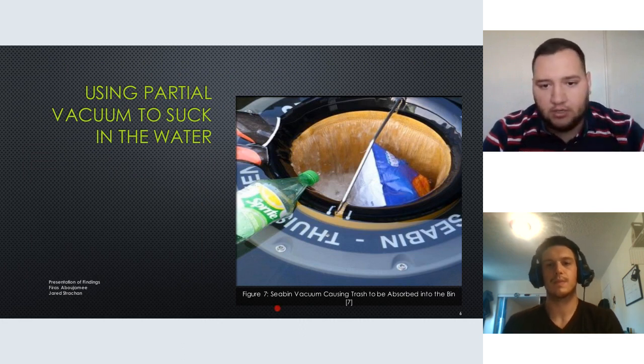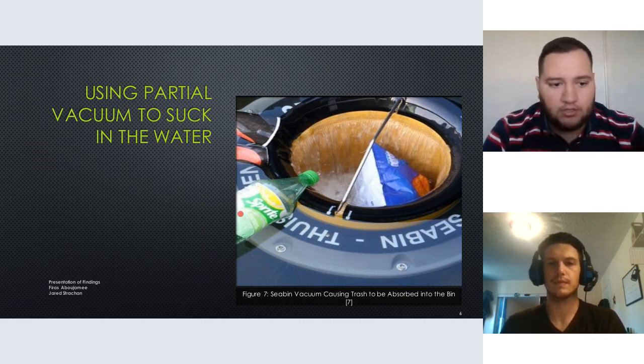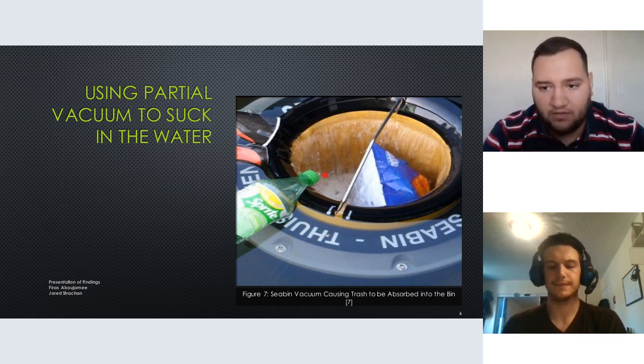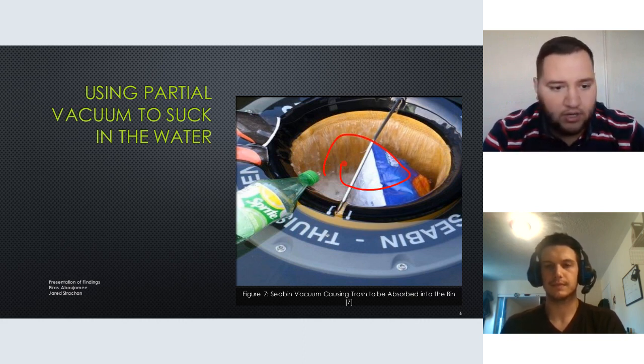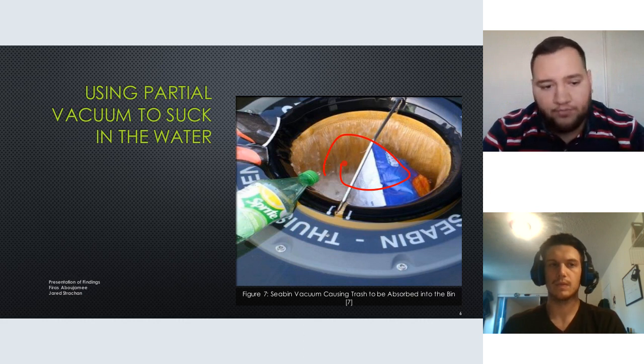Next slide. I'll be talking about using partial vacuum to suck the water. Now, another factor that aids in catching the waste and leaving it in the bag of the Seabin, just like we can see right here, is partial vacuum. Once the catch bag reaches under the water level, the water will replace the air, causing this vacuum to happen.